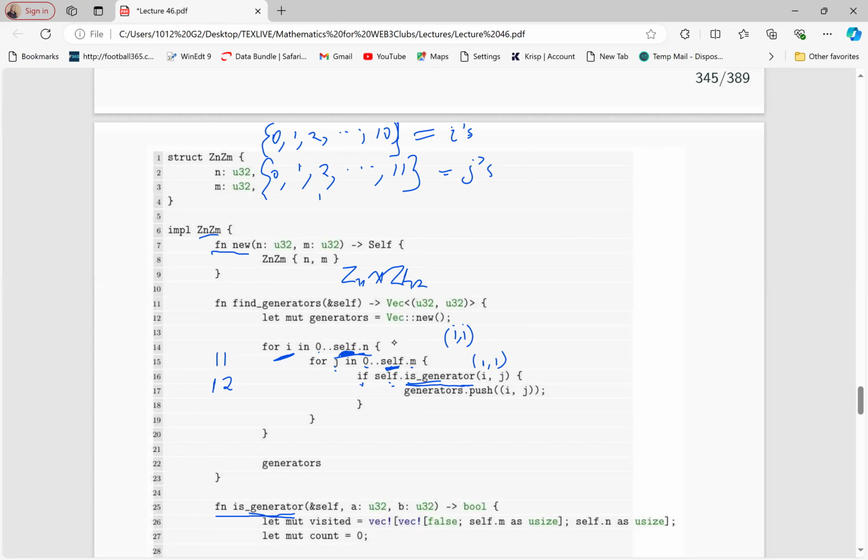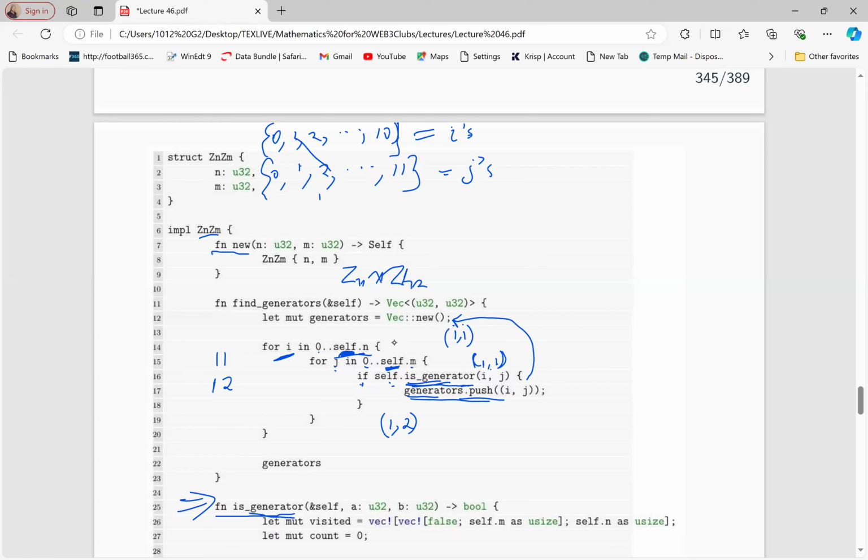It calls on is generator to consider 1, 1. Then the is generator function is here. So it will be considering that, and we'll be seeing how the calculations work. Then after is generator function has considered this, if this is a generator, it says generators push ij. So ij is pushed into that empty vector. Then once that is done, that is 1, 1 has been pushed, it then combines 1 with another element, 1, 2.